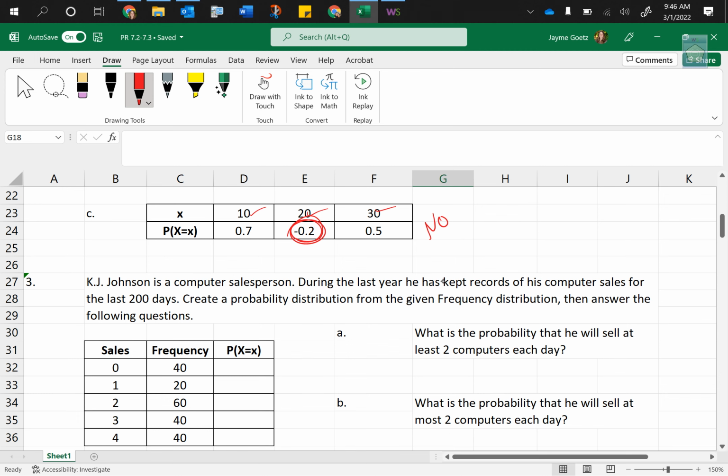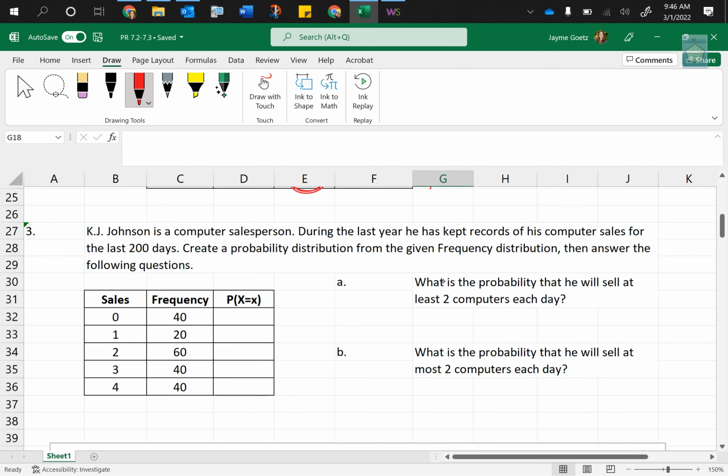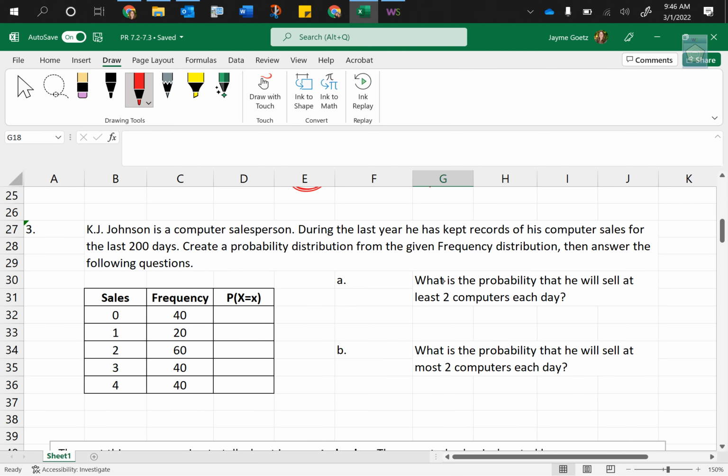Okay, so let's look at number 3. KJ Johnson is a computer salesperson. During the last year, he has kept records of his computer sales for the last 200 days. Create a probability distribution from the given frequency distribution, then answer the following question. Okay, so we're going to focus on this little table right here. They gave me a frequency distribution. They said there have been 0 days, or 0 sales on a day for 40 days. There's been 1 sale for 20 days, 2 sales for 60. Does that make sense? This is my frequency distribution.